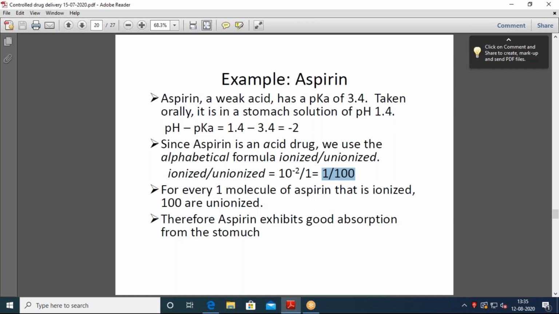Okay. So in the stomach, the extent of unionized molecules is relatively more. Almost 99% is unionized. This is the only reason I'm telling you that. Because it is 99% unionized, we always say that such drugs are absorbed from the stomach or the duodenum region. That is the theme of this whole slide. You need not bother much. I've just shown you by calculations.